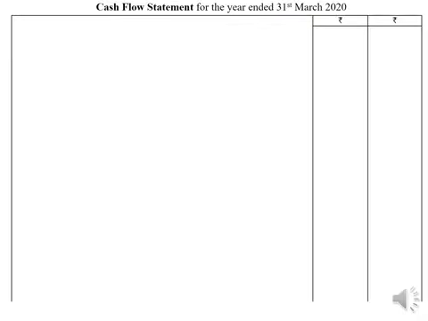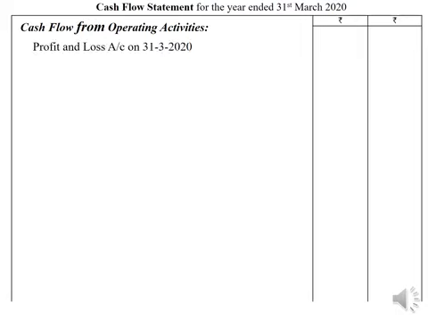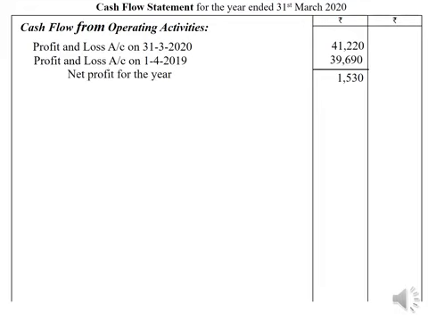Next, prepare cash flow statement. Cash flow from operating activities, record the profit and loss account, opening balances and closing balances. Closing balance is 41,220. Opening balance rupees 39,690. It is showing increasing trend. Therefore, difference 1,530 is profit for the year.